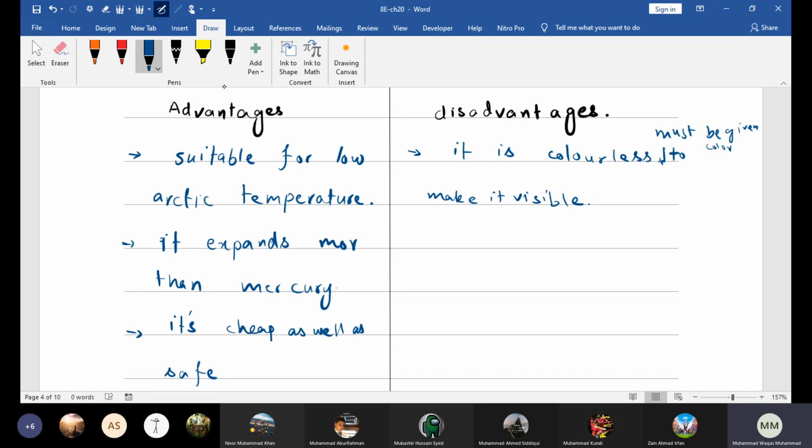Okay, and you know its boiling point is very low. It's about 78 degrees Celsius. So this is not good for measuring high temperatures. Not suitable for measuring high temperatures. Okay.